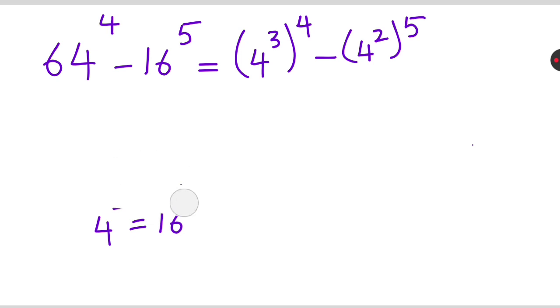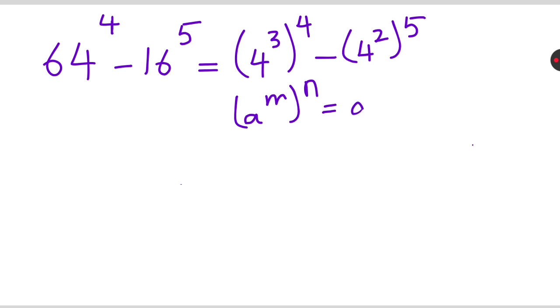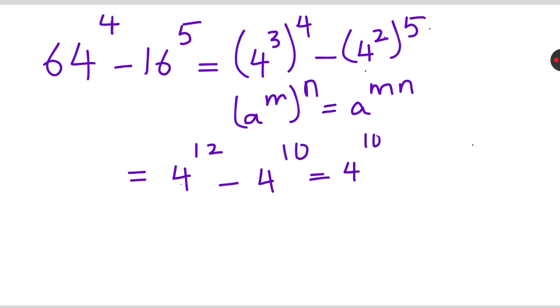Now it is in the form of a raised to the power of m whole raised to the power of n. We can write this as a raised to the power of m times n. Same like that we can write 4 raised to the power of 3 times 4, which is 12. So just write 12 directly, minus 4 raised to the power of 2 times 5, which is 10. So just write 10. Now 4 raised to the power of 12 we can write in terms of 10, that is 4 raised to the power of 10 plus 2, minus 4 raised to the power of 10.